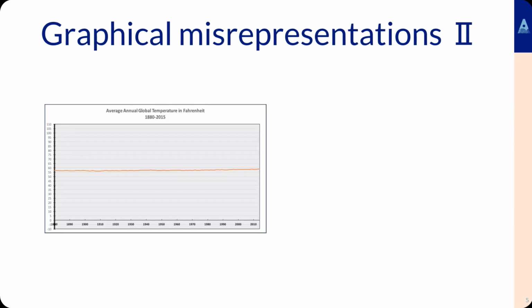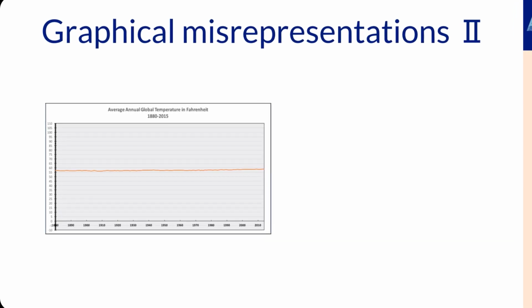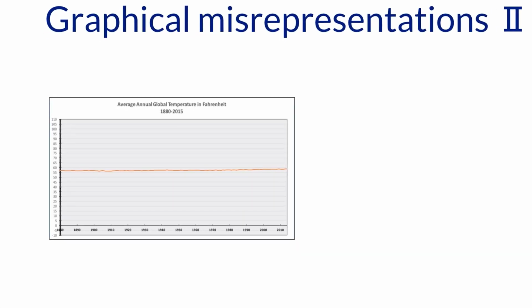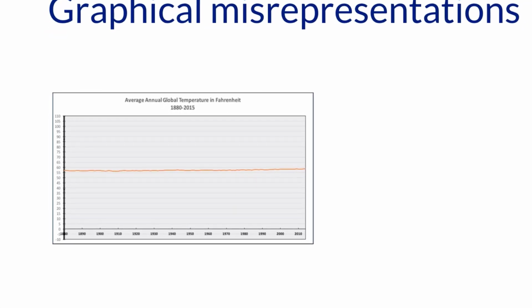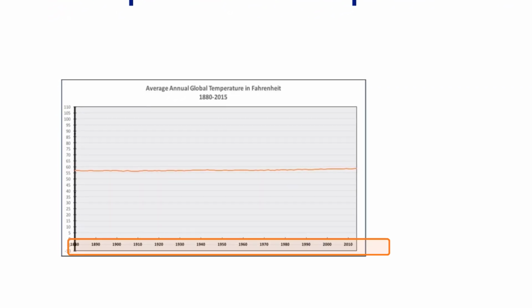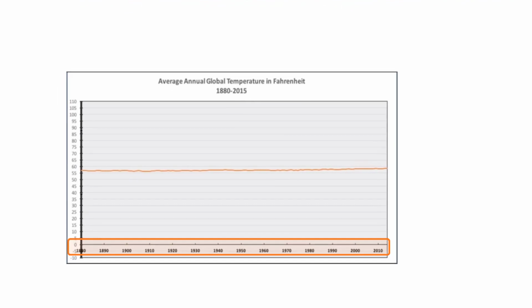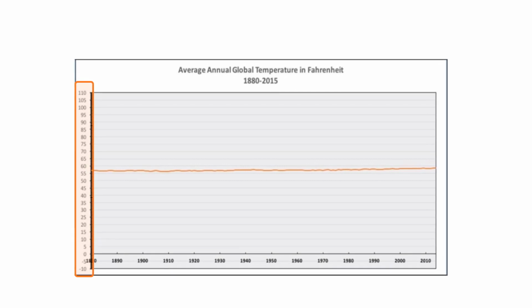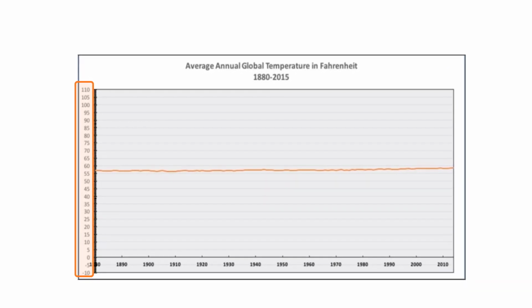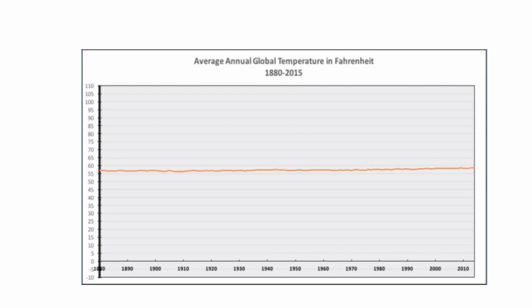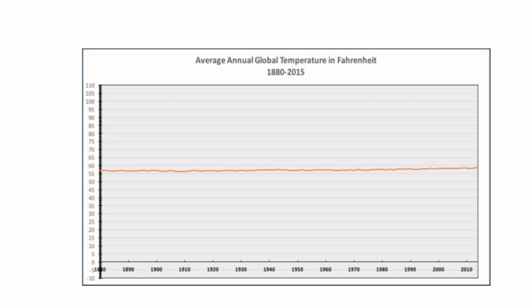This is another example of graphical misrepresentation. Here in this chart, you can see average annual global temperatures in Fahrenheit from 1880 to 2015. The bottom of the x-axis is the time series from the years 1880 to 2015, and the y-axis is the temperature in Fahrenheit between 0 Fahrenheit and 110 degrees Fahrenheit. And you can see by looking at that chart that there are very tiny variations over time in the annual global temperatures.